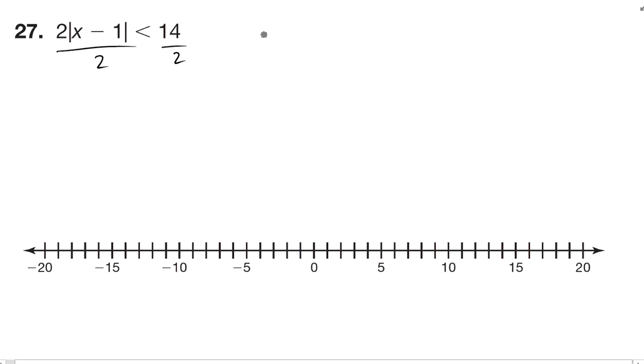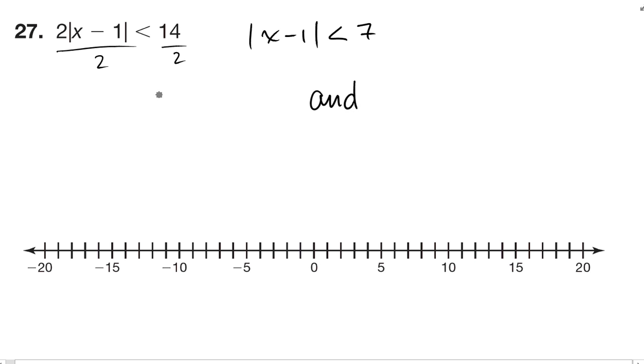So this becomes the absolute value of x minus 1 is less than 7. So we want the difference between x and 1 to be less than the number 7. This is the absolute value symbol less than. So it is going to result in an and relationship. So we're going to be looking at a range here, the places where the difference is less than 7. So both of these conditions have to be true. So it's an and relationship.